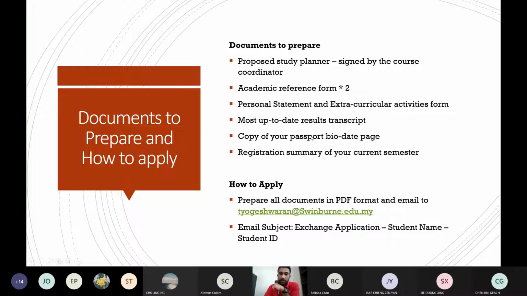How to apply? Once you have prepared all the above documents, you need to email them to me. This is my email, in PDF format. All right, and just to make sure that your email is for the exchange application, put the email subject as exchange application, your student name and student ID, so it's easier for me to track your application.